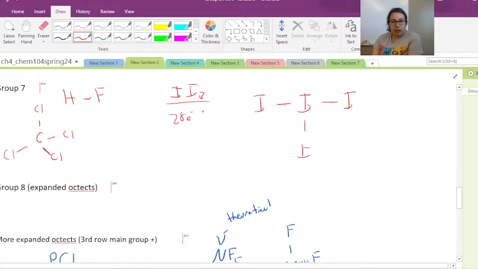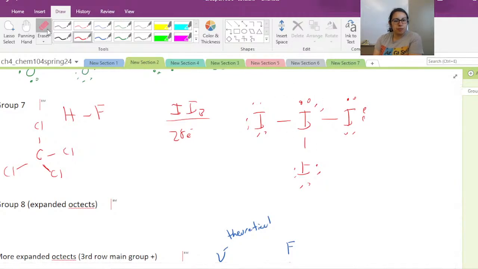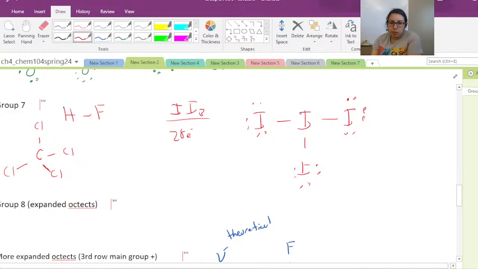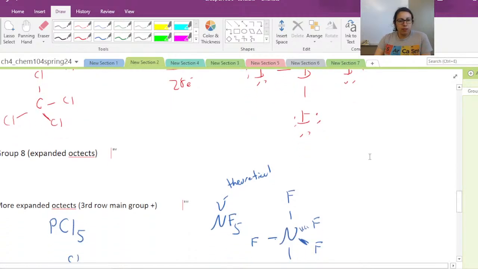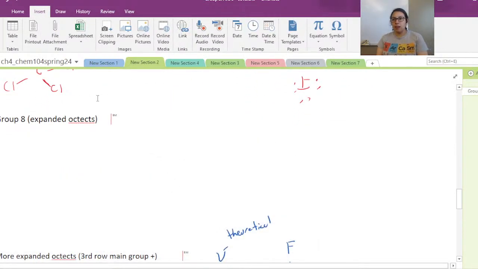So that has 28 total electrons. So 1, 2, 3, 4, 5, 6, 7, 8, 9, 10, 11, 12, 13, 14, 15, 16, 17, 18, 19, 20, 21, 22, 23, 24, 25, 26, 27, 28. So let me redraw that a little better. So 2 lone pairs on that iodine. And again, you don't need to know the shape of that, but just at least appreciate that they can do some funny stuff.